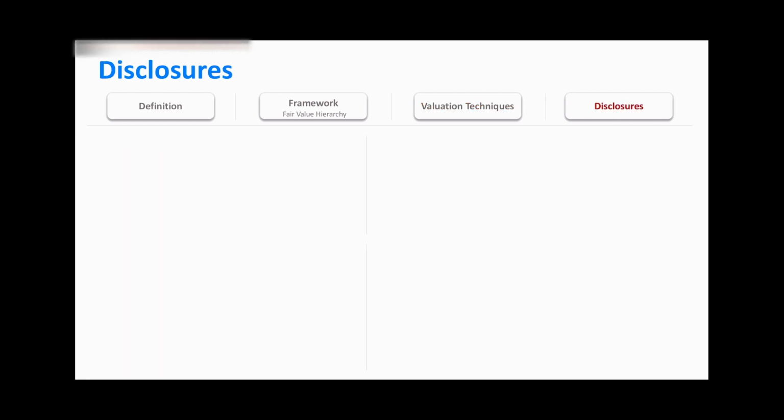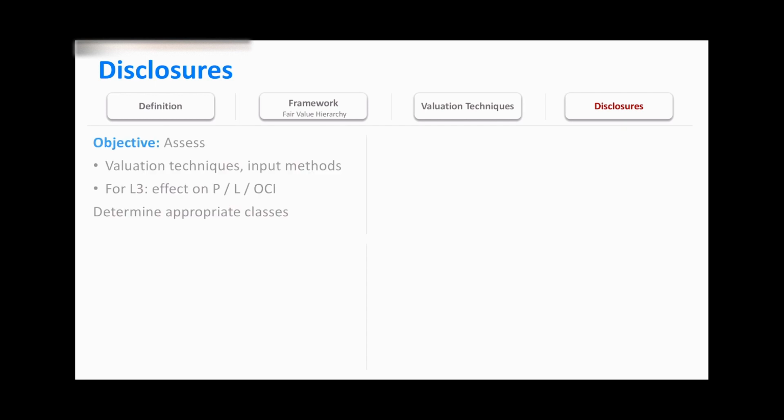We now move on to a very important part of IFRS 13, disclosures. When it comes to disclosures, the objective is to let the users of financial statements assess what valuation techniques and input methods are used to develop these fair value measurements. For level 3 assets, where significant unobservable inputs are used in fair value measurements, we want to let the users know what is the impact of these fair value measurements in profit or loss or in other comprehensive income.